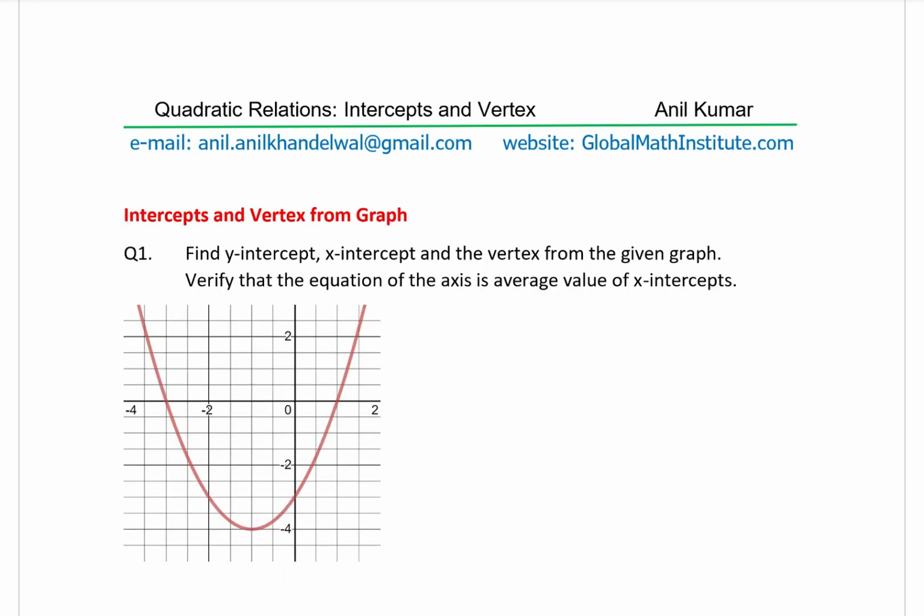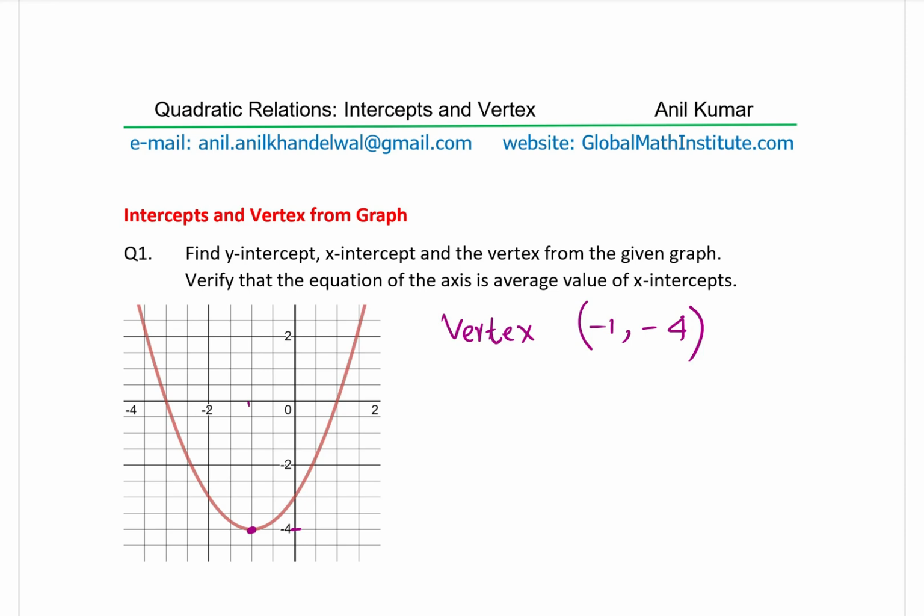The very first question here is find y-intercept, x-intercept, and the vertex from the given graph. Verify that the equation of the axis is average value of x-intercepts. So you can easily read these values from the graph. That is the vertex. Let me write down vertex first. So vertex in this case is the coordinate where the x value is -1 and the y value is -4.